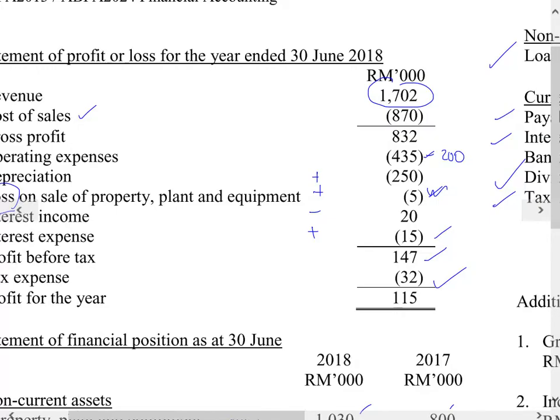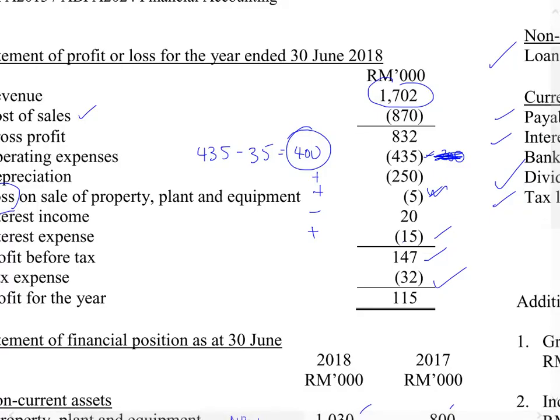So how much did I actually pay? Okay, ignore the 200. Let's say 435 is my expenses here, including 35 depreciation. How much did I actually pay for the expenses? You must take out the depreciation. I actually paid only 400. Clear? So in your cash flow, you must show only 400. Take out depreciation. Take out loss on disposal. All these do not involve cash flow.